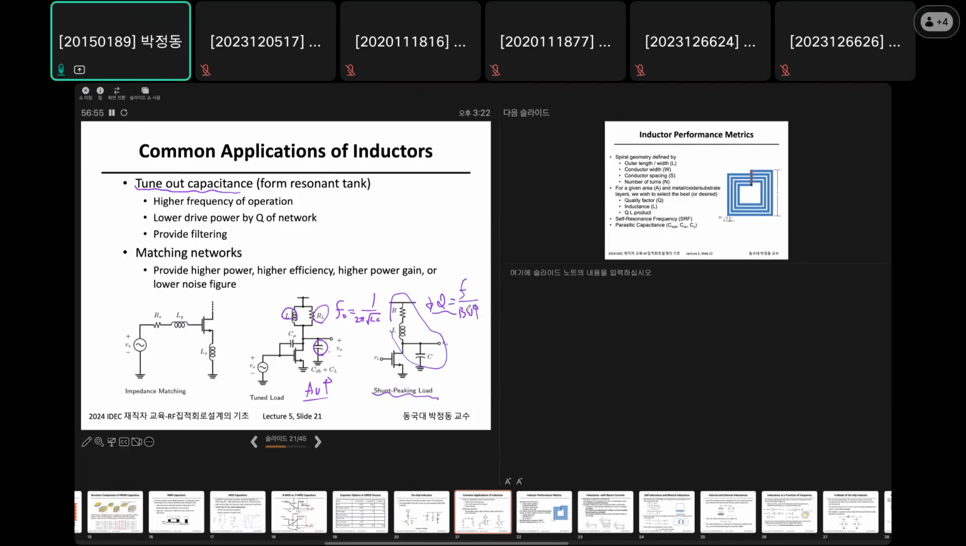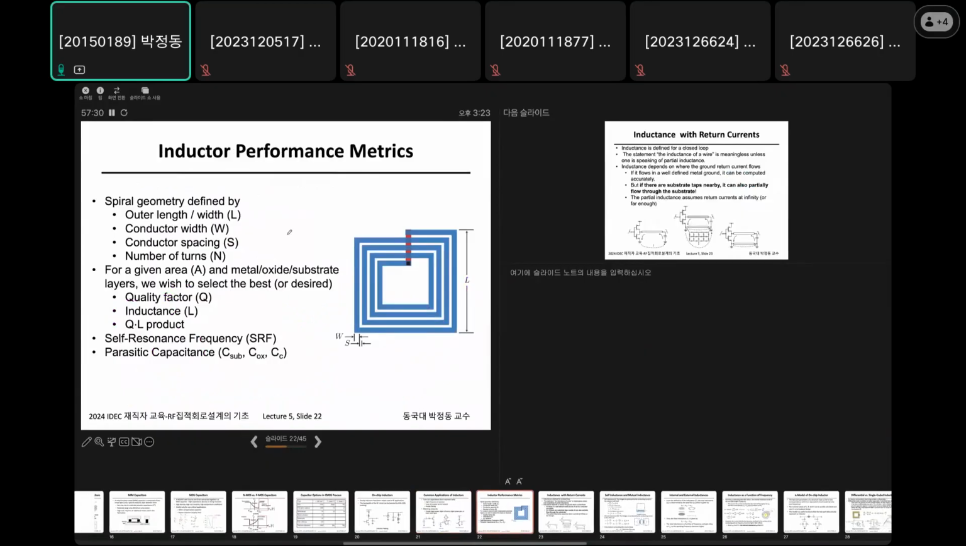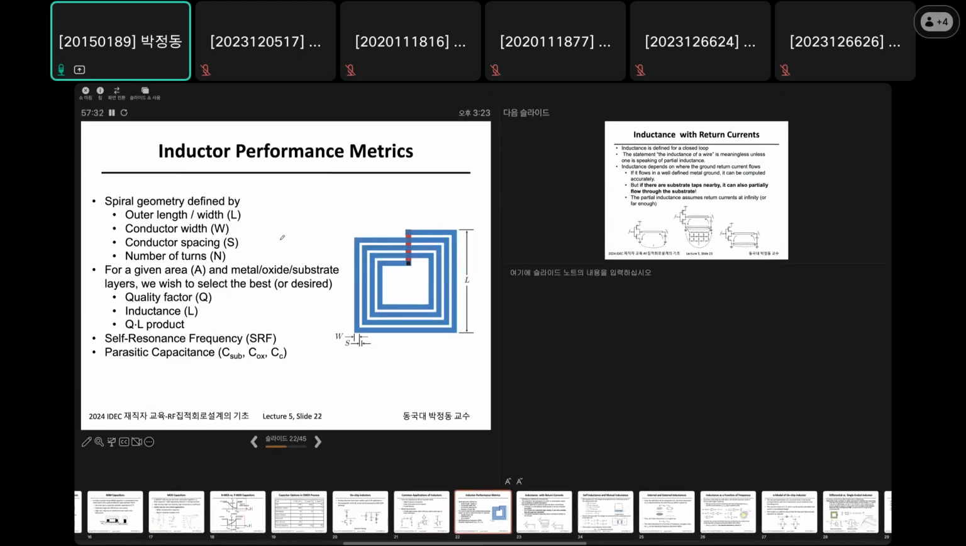Bandwidth is increased. Okay. So also, inductors have been widely used for the matching network, right? We just implement an L-type LC network, like this or like this, right? Or like this, or like this, right? Okay. So here are the inductor performance metrics.